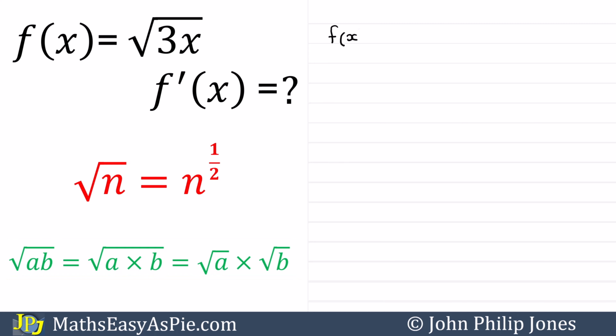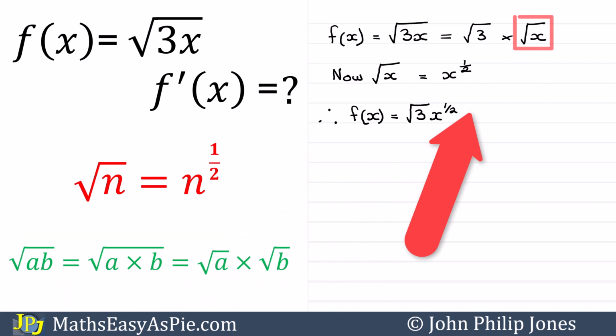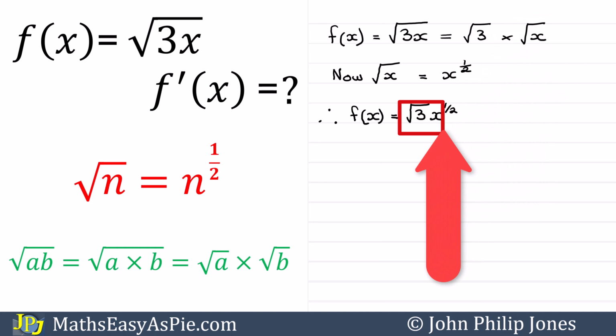So we know we have f of x equals the square root of 3x. Now we know we can write this out as the square root of 3 times the square root of x. Now the square root of x can be written as x to the 1/2. Therefore, f of x can now be written out as the square root of 3 times x to the 1/2. I was able to replace this by this because of what I described here. Likewise, I was able to replace the square root of x with this because of what I described here.